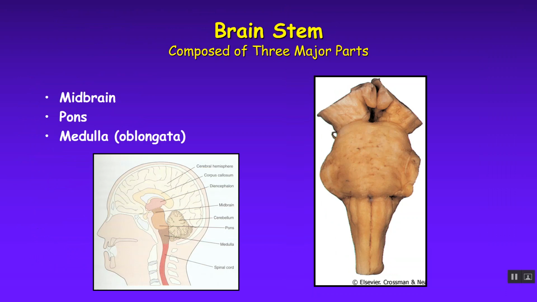Three main parts: midbrain, pons, medulla. Here's the frontal surface view. Here's the midbrain, pons, medulla. Okay, from this side, here's the midbrain from a sagittal section, pons, medulla. Sometimes it's called by the full formal name, medulla oblongata, but we just call it the medulla.